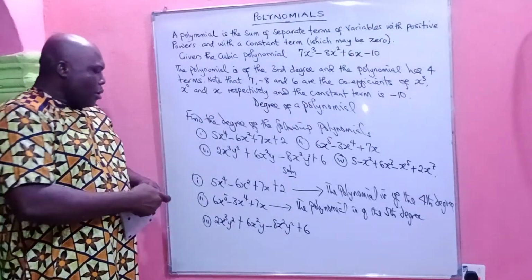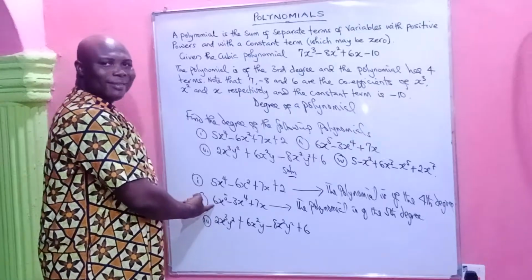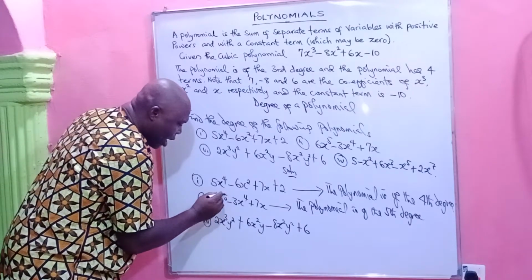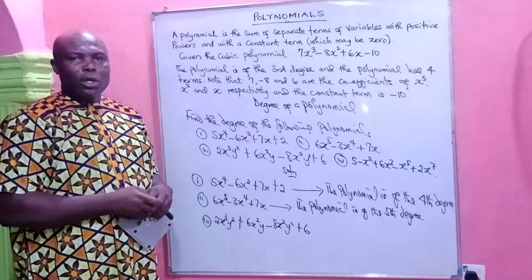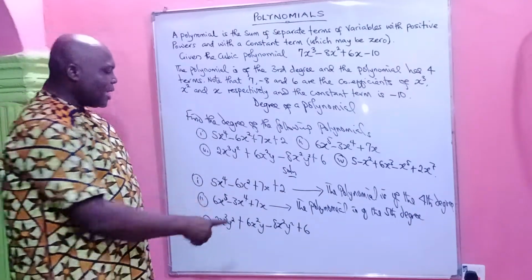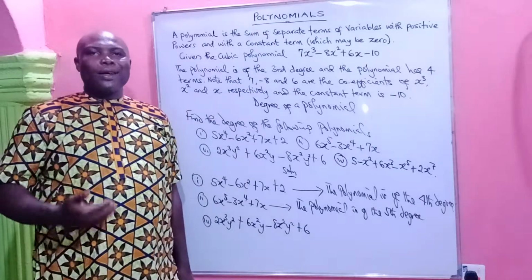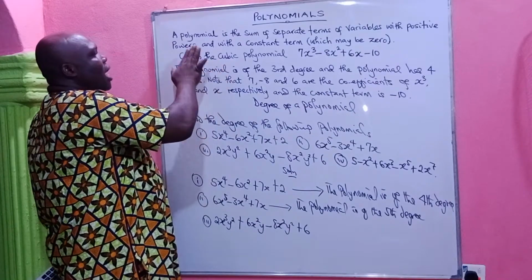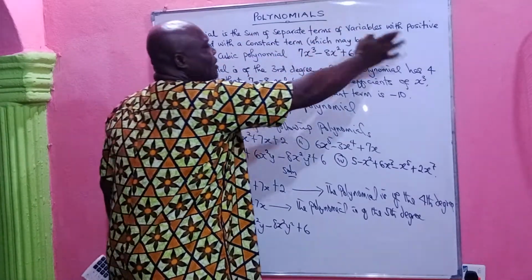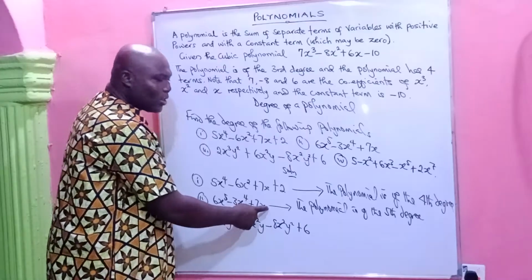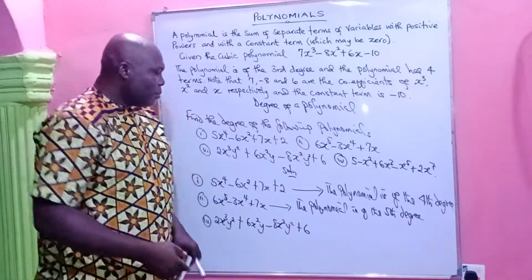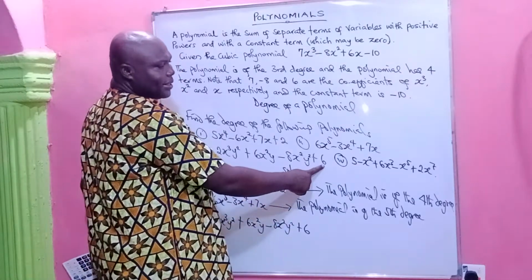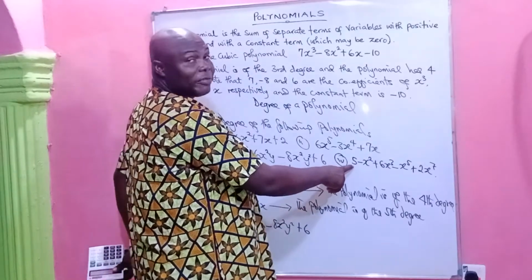Now, before I forget, in the second one we have said that the degree of the polynomial is 5. Why? Because the highest power of the variable is 5. Don't forget that this particular polynomial has the constant term being 0. That's why in the definition of the polynomial, we told you that sometimes the constant term may be 0. So in this case, the constant term is 0. But if you look at the first one, the constant term is 2. This one, the constant term is 6. This one, the constant term is 5.